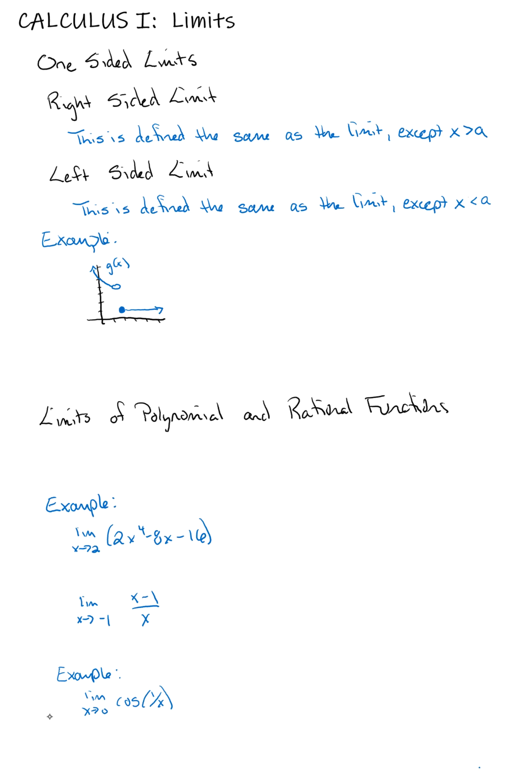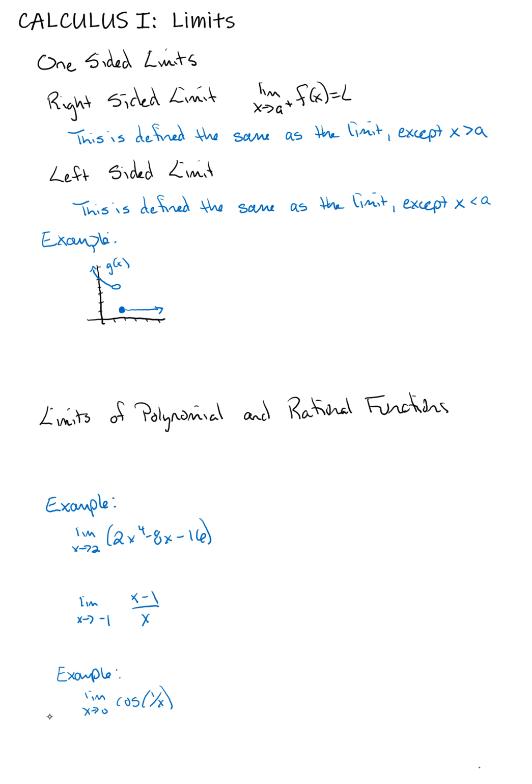The right-sided limit, we write that as the limit as x approaches a, but to indicate that it's from the right, we'll put a little superscript positive plus sign above that a, of f of x is equal to L. Now this is defined the same as the limit definition, except that our x values are all going to be chosen greater than a.